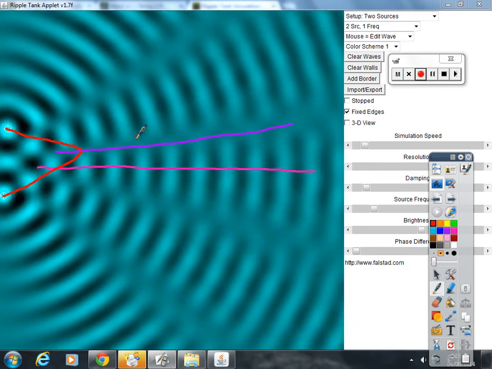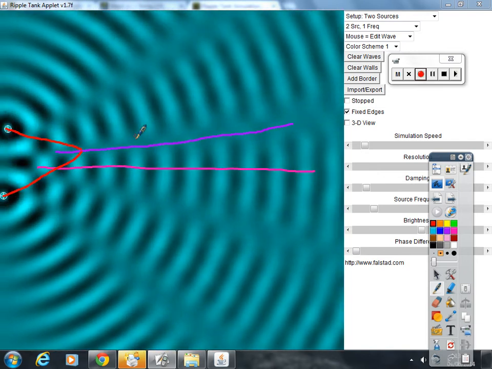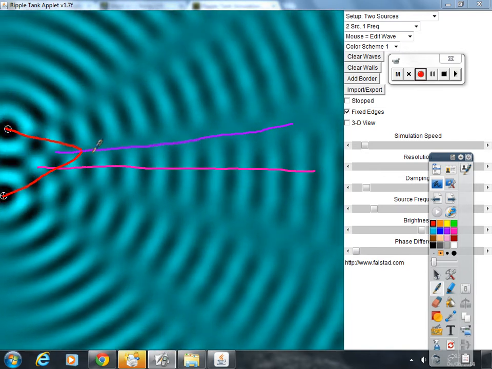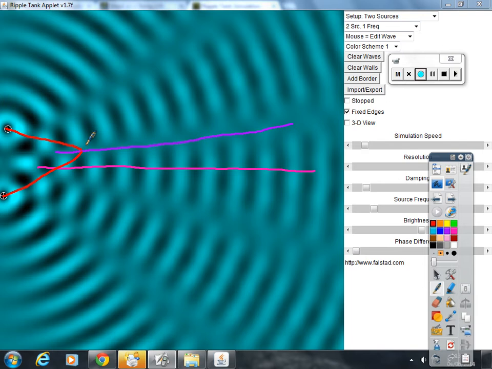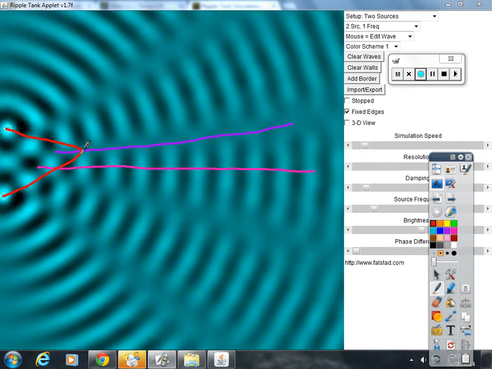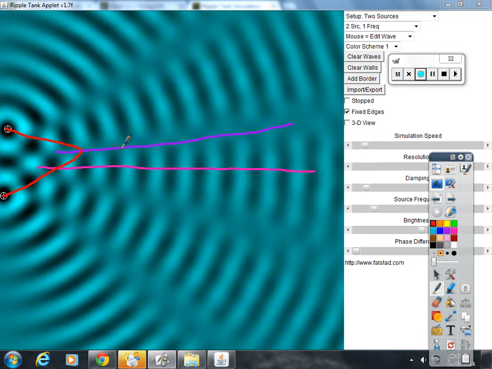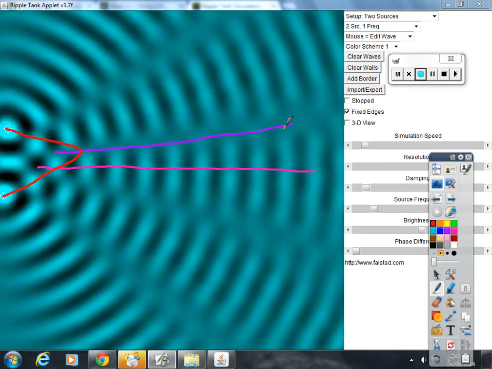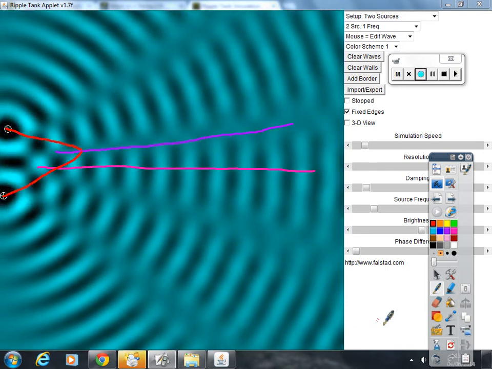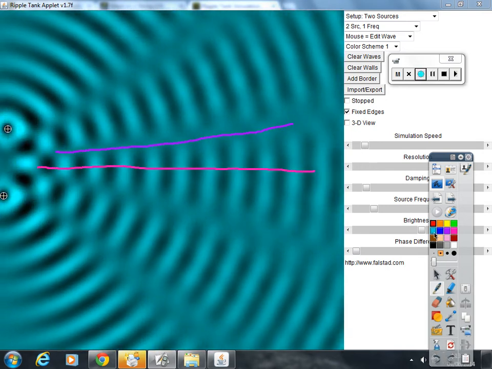When two waves have travelled half a wavelength path difference, they arrive out of phase. A peak from this wave meets a trough from this source, and that leads to destructive interference, and that's why there's no wave activity along that line. The path difference is half a wavelength all the way along that line.